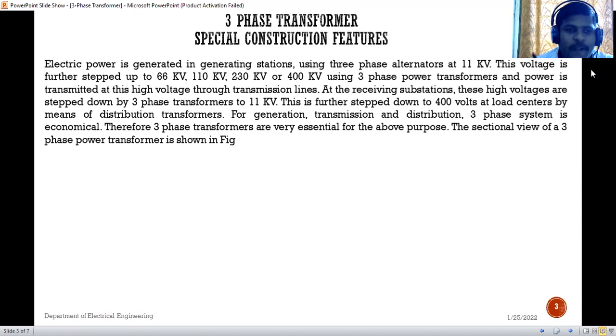If some industry requires 66 kV, that means suppose the transmitted voltage is 110 kV, this may be stepped down to 66 kV.